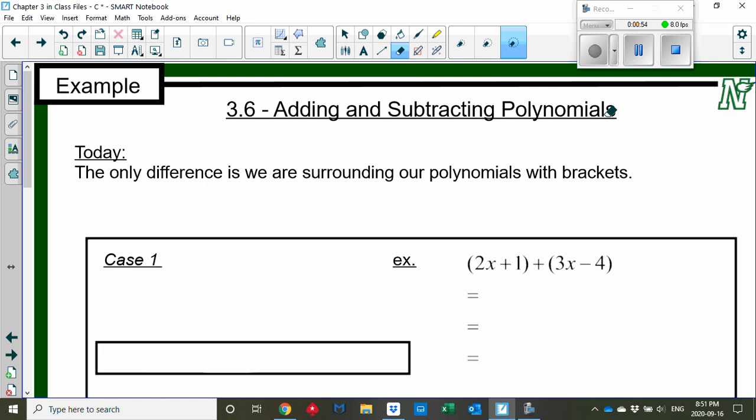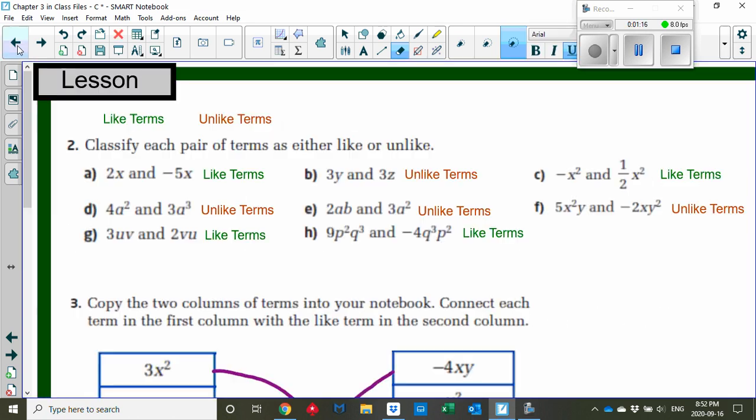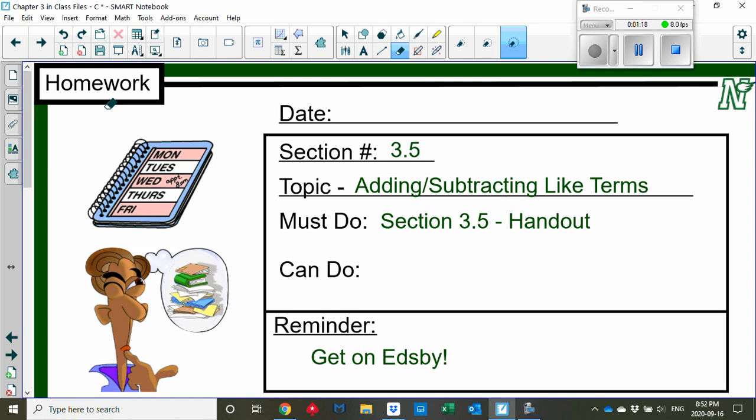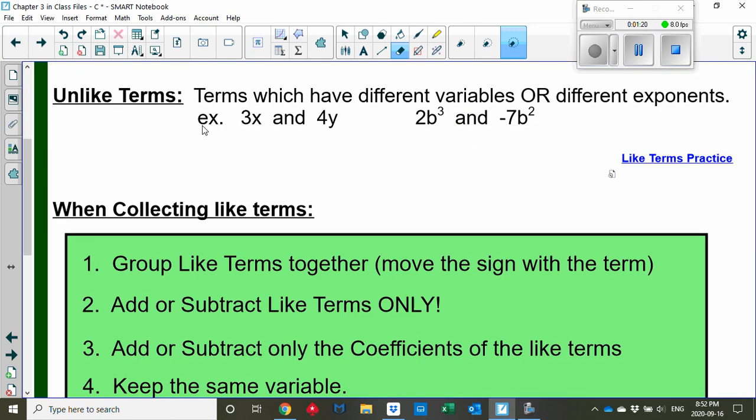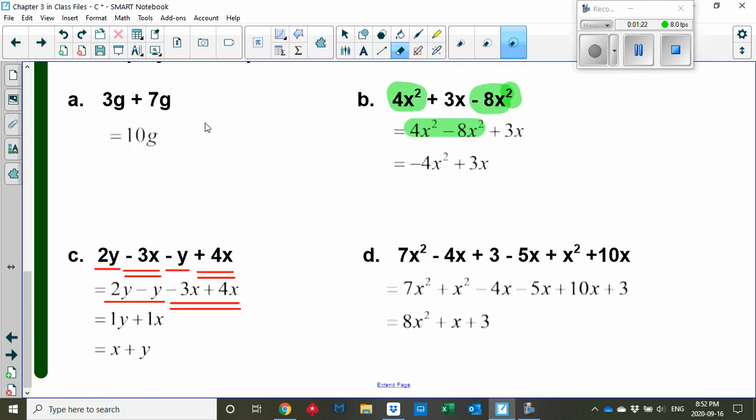So you have this note in your bundle of chapter 3 stuff, so make sure you have this note. You can copy this out, and you'll notice that the only thing we have are brackets around our polynomials now. So we just have to learn one step in order to get rid of the brackets. As soon as you get rid of the brackets, it's going to look like a question that you did back in 3.5. Back here. It's going to look like these questions right here.